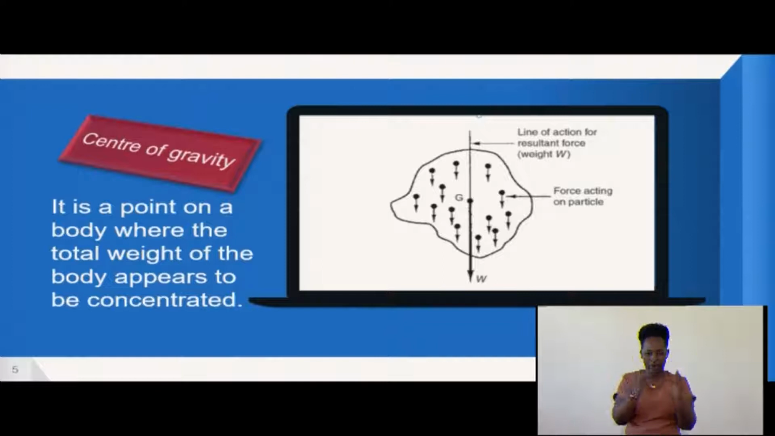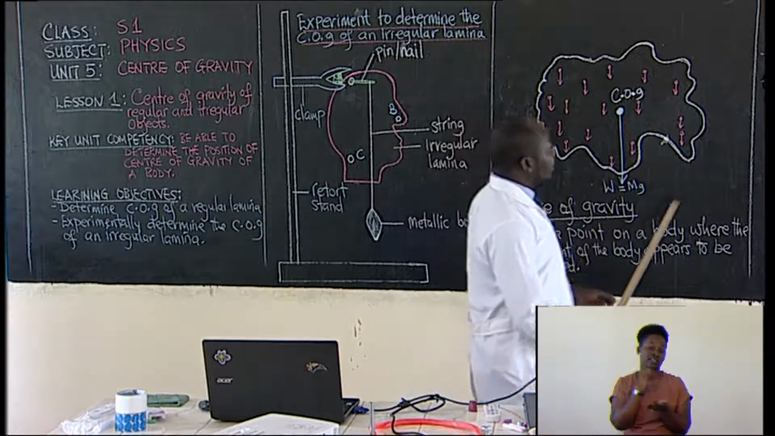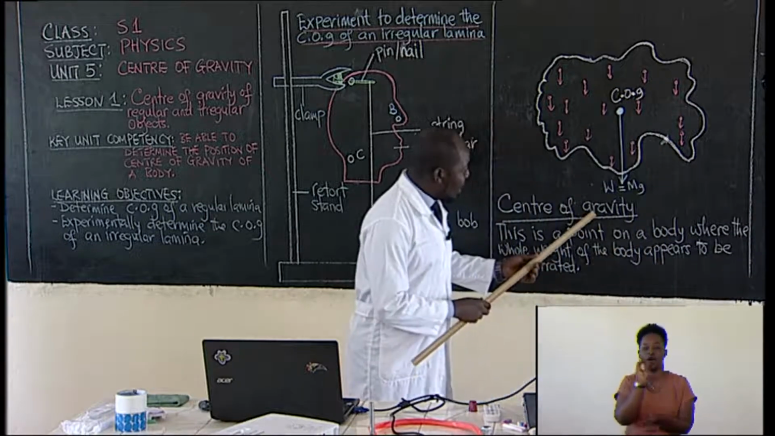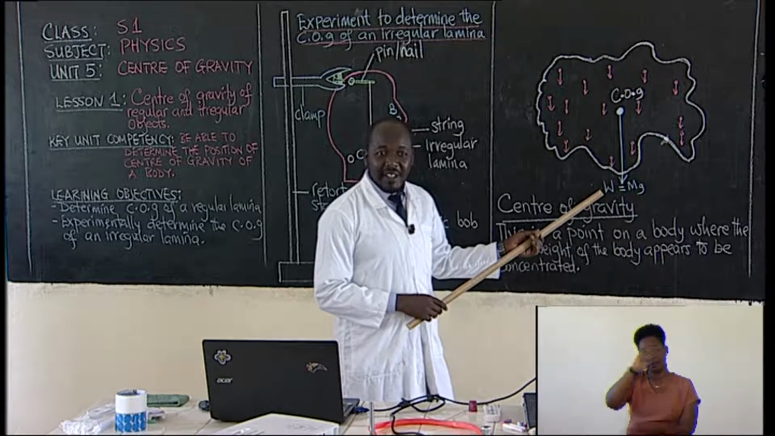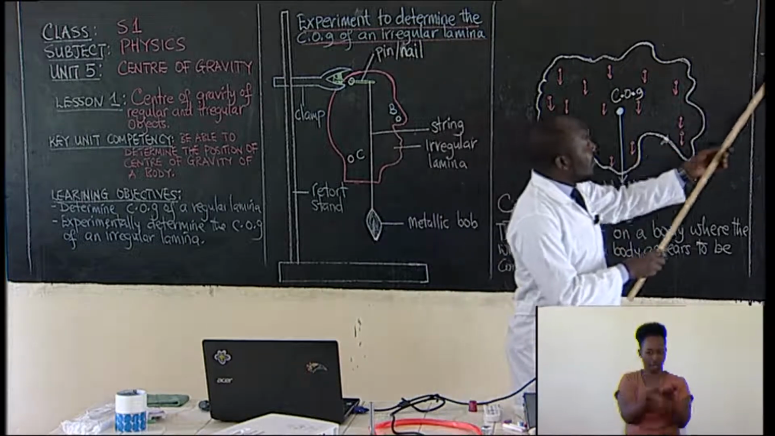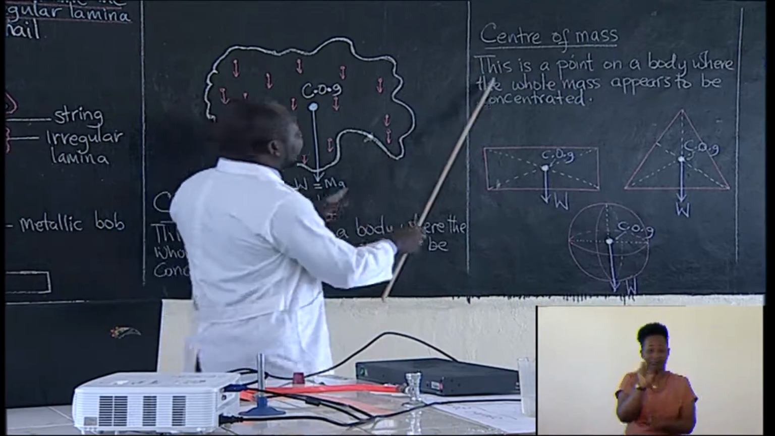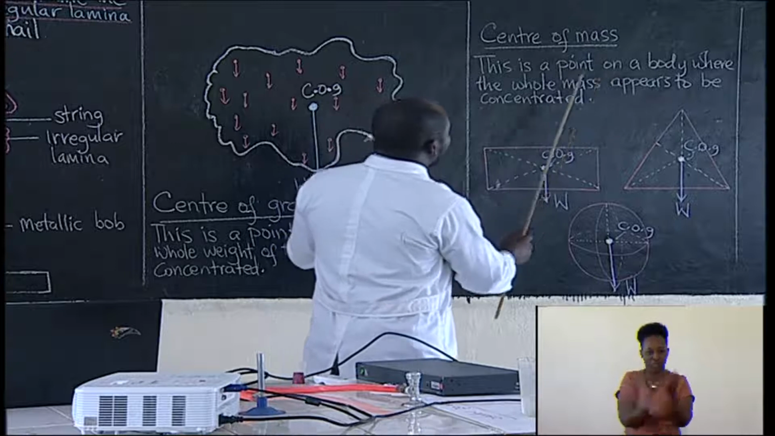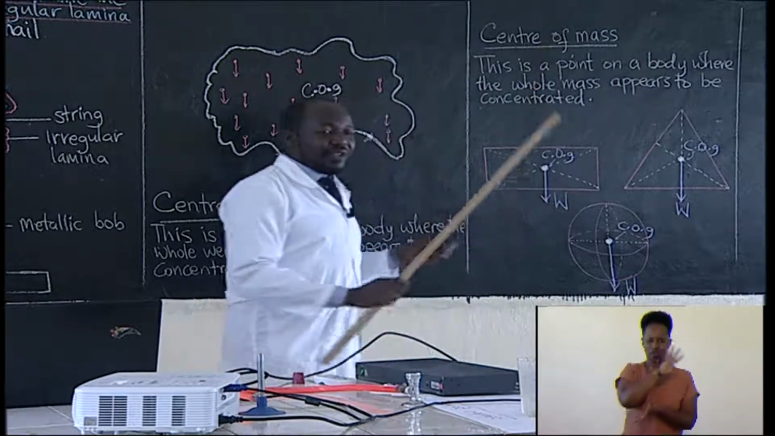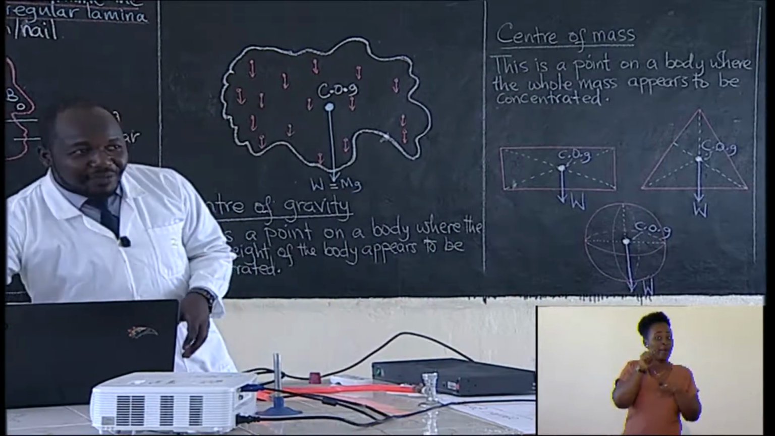Now, center of gravity is also related to center of mass. Remember, center of gravity talks about weight. Without mass, we cannot get weight. So, center of mass is a point on a body where the whole mass of the body appears to be what? To be concentrated. Okay, I hope you are following that.